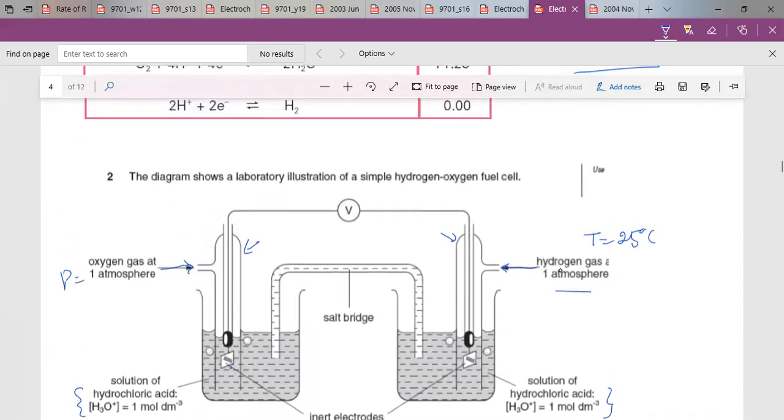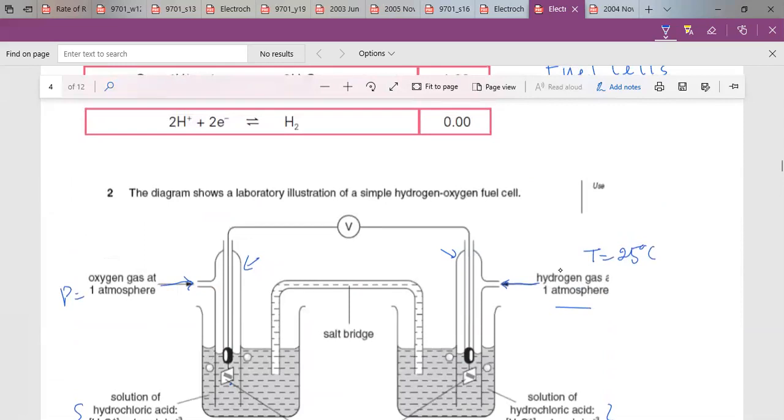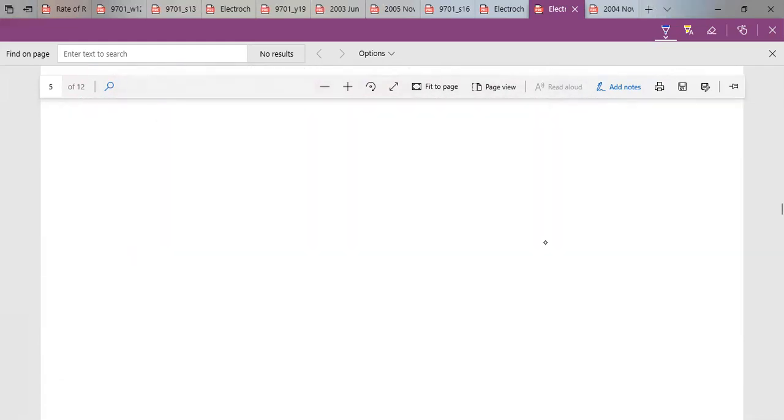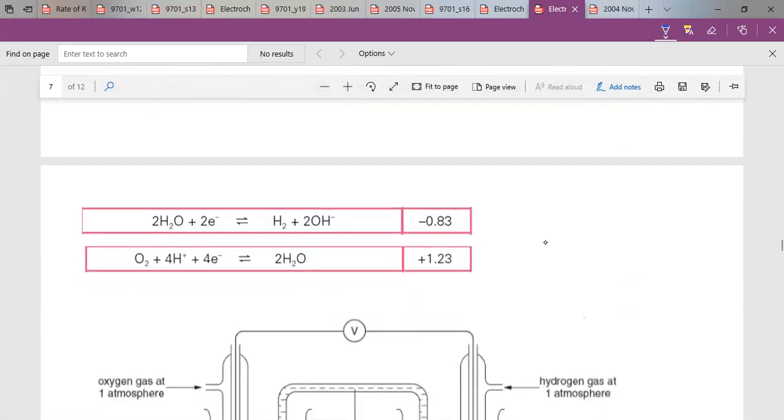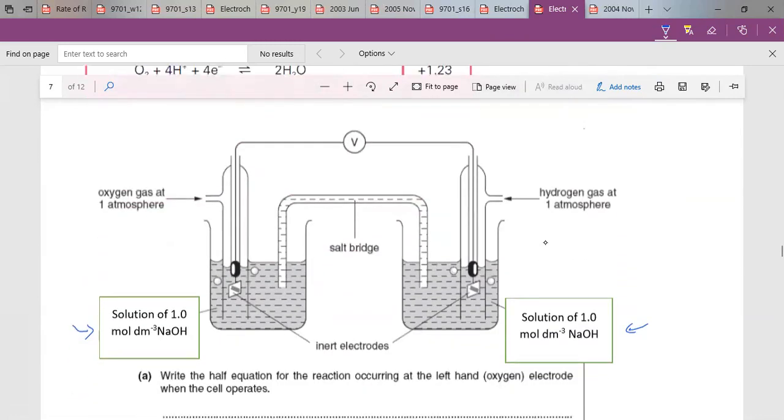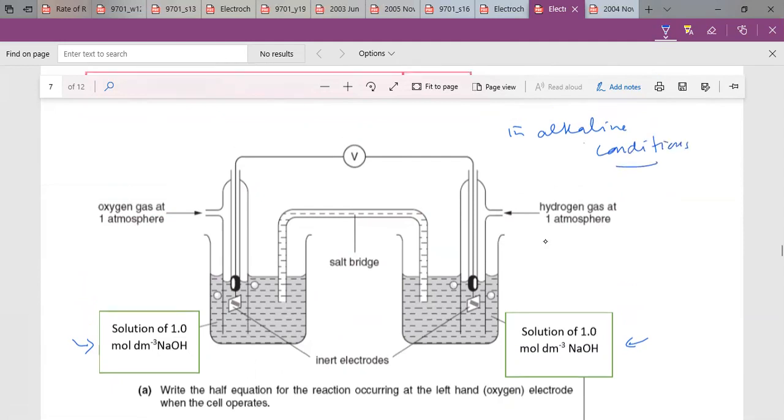Ready? The first one here says the diagram shows a laboratory illustration of a simple hydrogen-oxygen fuel cell. It says in acidic conditions. Of course they put it down there, but sometimes you guys don't know how to read the question properly. Acidic conditions, because this one here is in alkali conditions. So it's very important now, because the E naught you choose will be different.